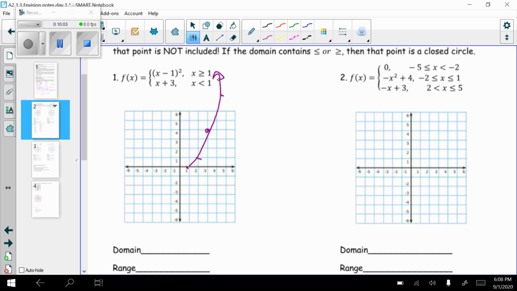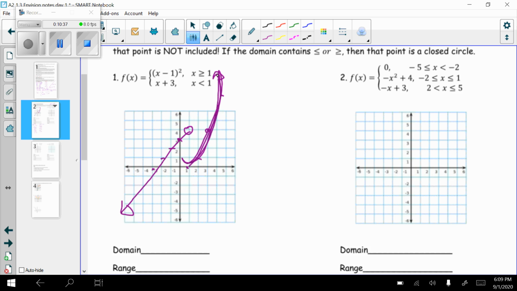Now I want to graph the line, the linear part. My very first point was at 1, 4. The 1 is not included, so here I'm going to have an open dot. So over 1, up 4, I'm going to do an open dot. 0, 3, negative 1, 2, negative 2, 1, and negative 3, 0. I want the rest of all of this keeps going, so that's my graph. Again, this is that U shape.